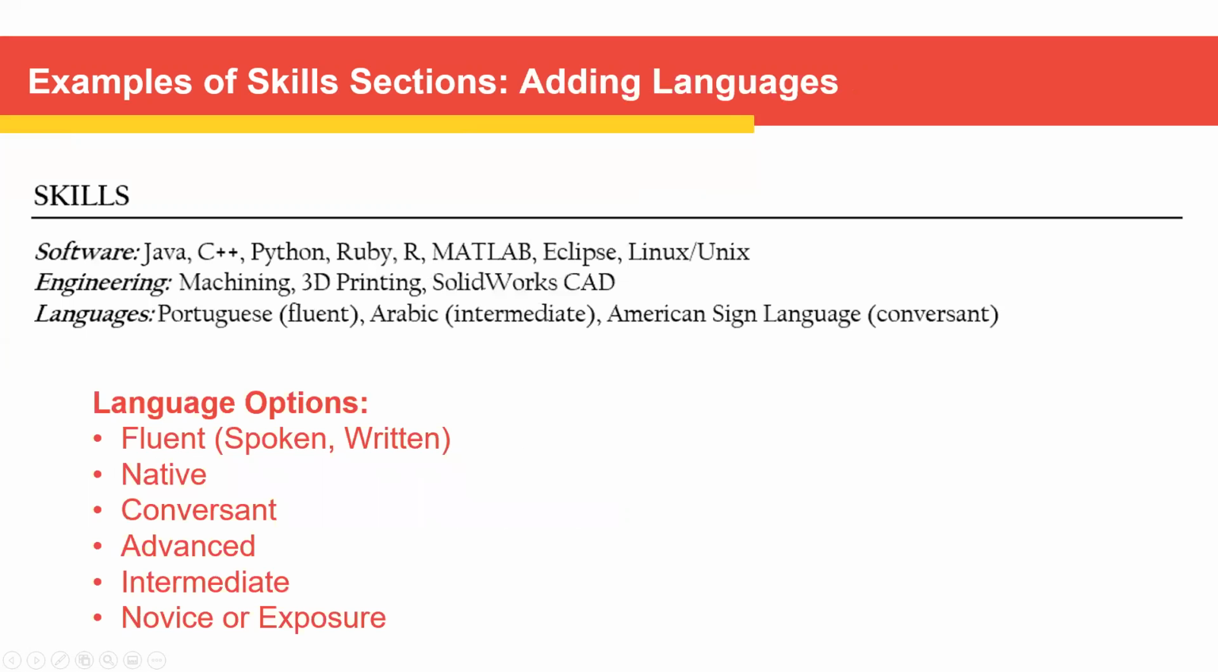Last section we're going to go over is adding languages to your resume. So you can see here that we have the different categories of software and engineering, but we also have languages. And as I mentioned earlier, you can put any language down here, but it has to be followed by a descriptive word. So these descriptive words describe your fluency relative to the language. And these are a few options. You have fluent and spoken and written, native, conversant, and then your different levels. So advanced, intermediate, or novice.